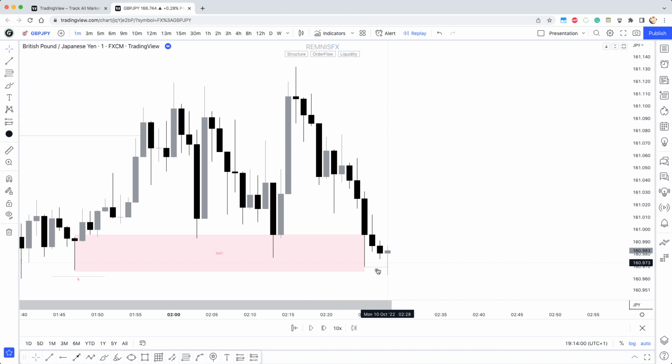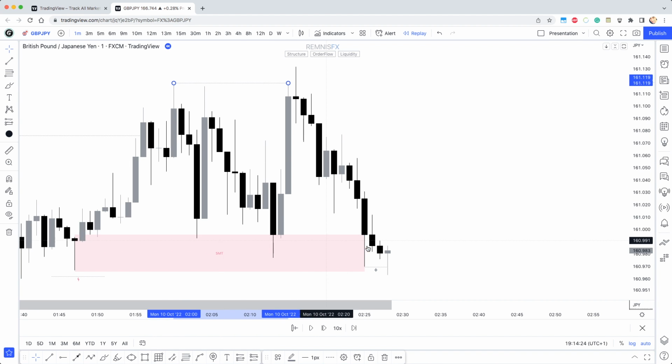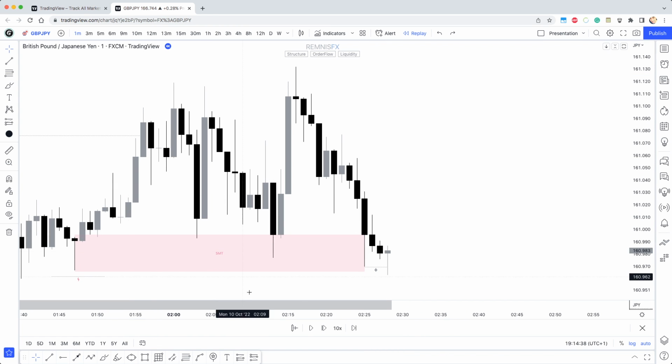So you can call it whatever, but because everyone who had entered here, and perhaps even here, might have seen this as a break of structure, right? And they perhaps re-entered from here, or from this one. But as you can see, this was also a manipulation. It went up and then immediately went down to take out everyone. So back to our single candle mitigation entry.